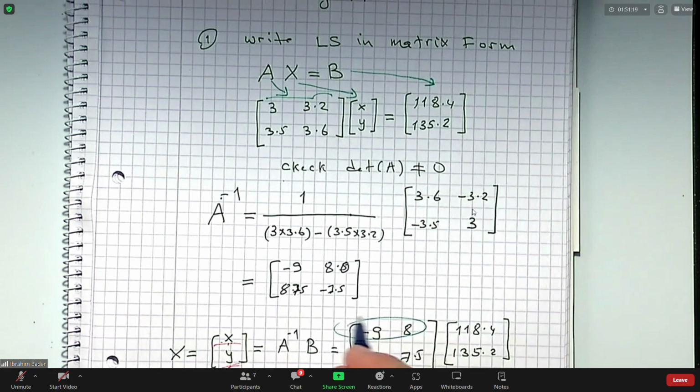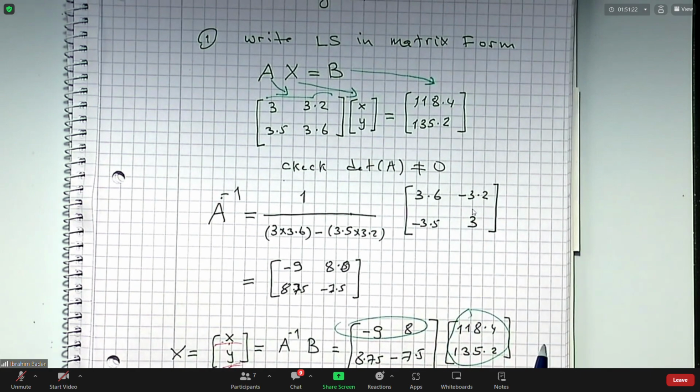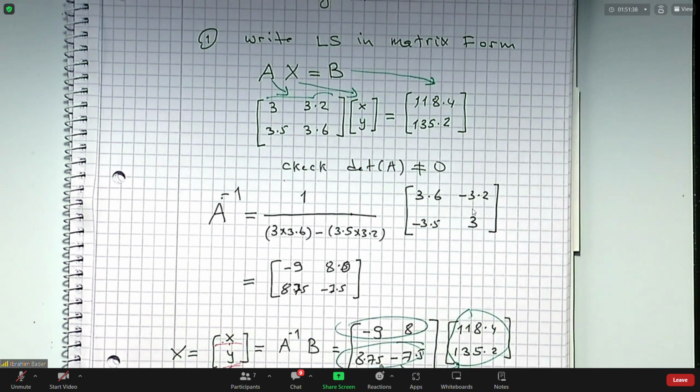Okay, so carrying out this multiplication, I think it's straightforward. So you just multiply this one with that one. So you get negative 9 times 118.4 plus 8 times 135.2 in the first row. The second row, you multiply this one with this one, you got 8.75 multiplied by 118.4, and then you got negative 7.5 multiplied by 135.2.